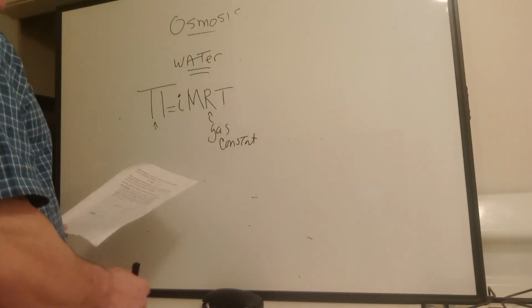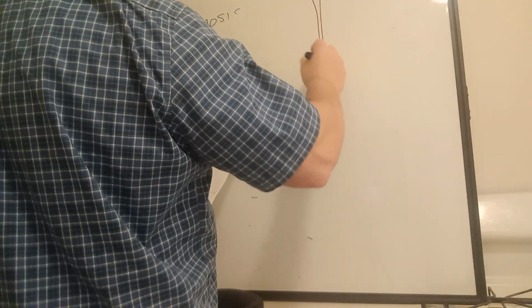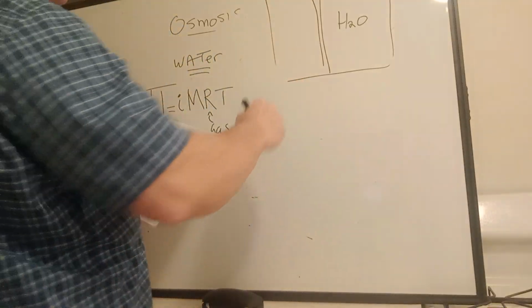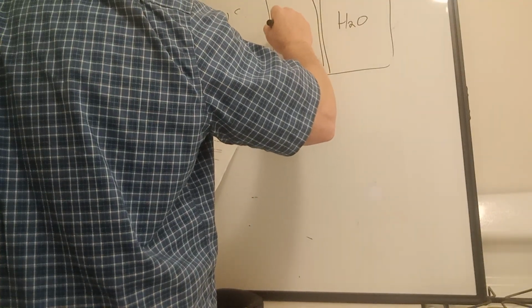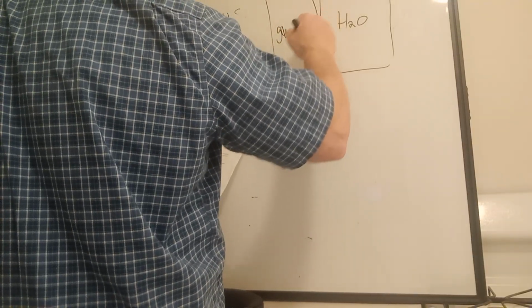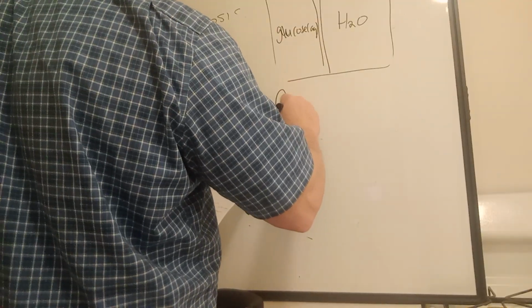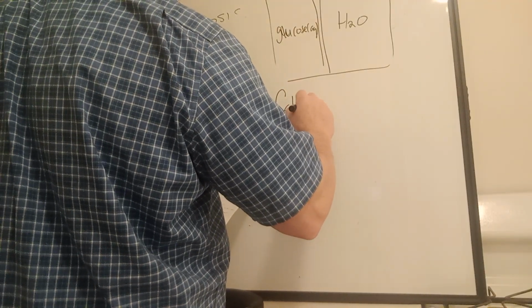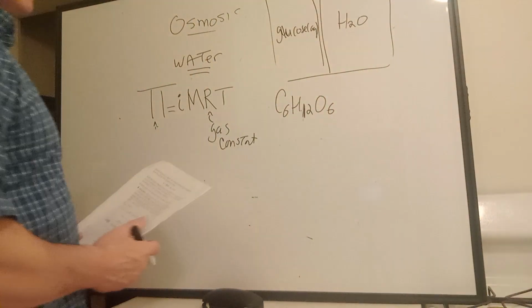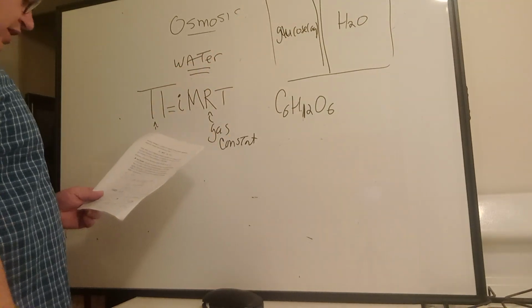Let's say we have a system set up where we have a semi-permeable membrane. On one side, let's say we've got pure water. And on the other side of this container, we've got an aqueous solution of glucose. So it's sugar and water. Glucose is just C6H12O6, a similar formula to fructose. This is blood sugar, if you will.